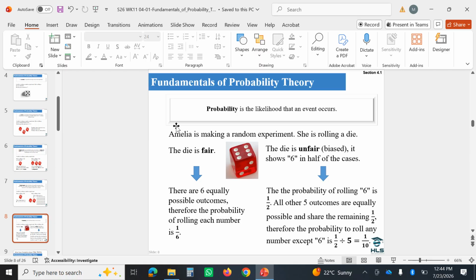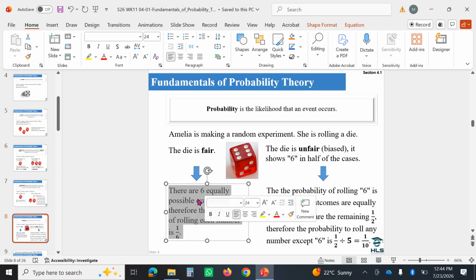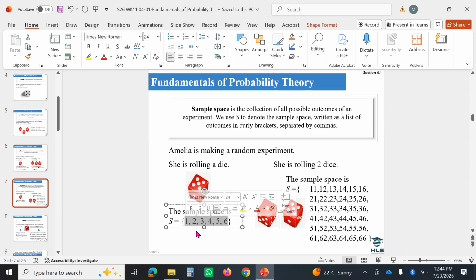Same experiment. Amelia is making a random experiment. She's rolling a die. The die is fair. All right. So there are 6 equally likely outcomes. Therefore, the probability of rolling each number is 1/6, right? So there's 6 possible combinations there that we saw, right? We saw them right here. And because it's a fair die, they all have the same chance of coming face up.